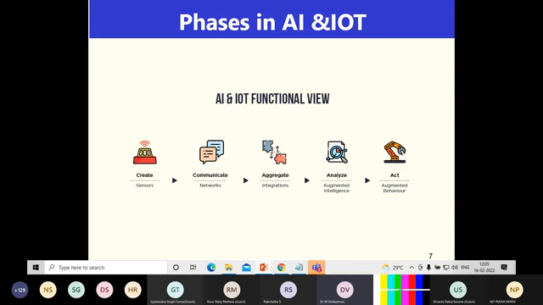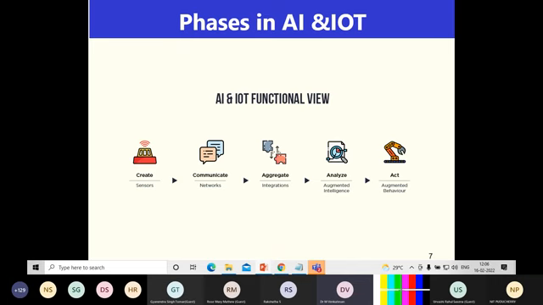And then the other one is the augmented behavior. It's not only predicting something; once it is predicted, we have to act on that. What is the solution for that? For example, I am going to talk about how we are going to use IoT in disaster. In disaster management, we will have separate slides for that.